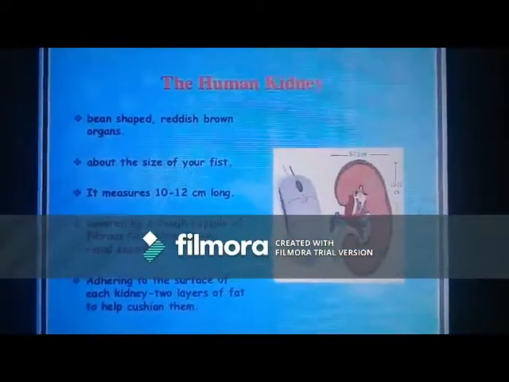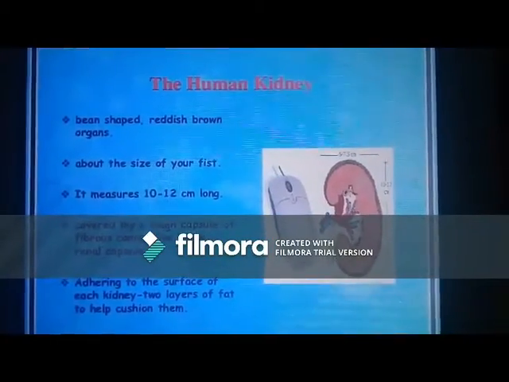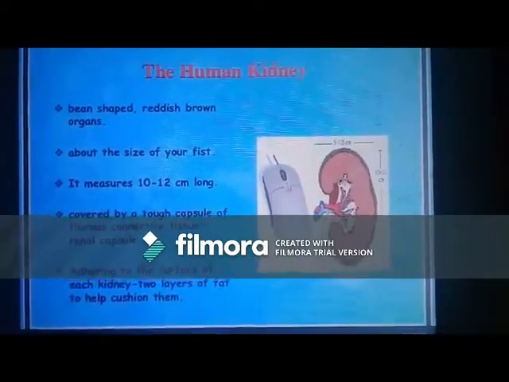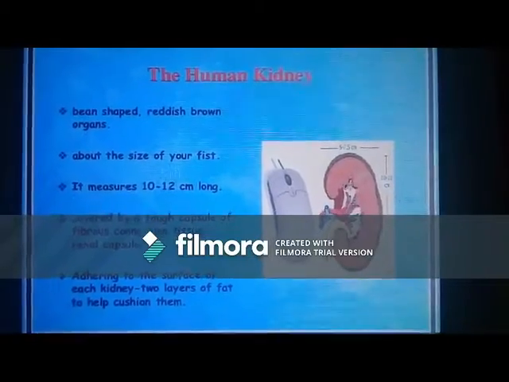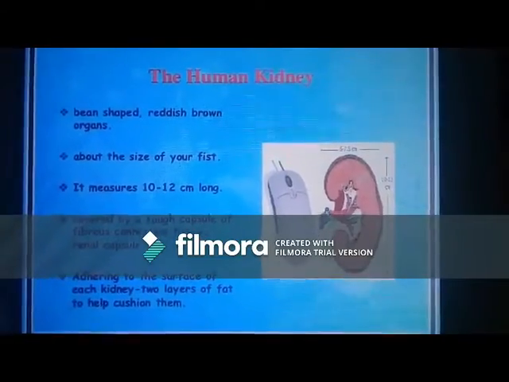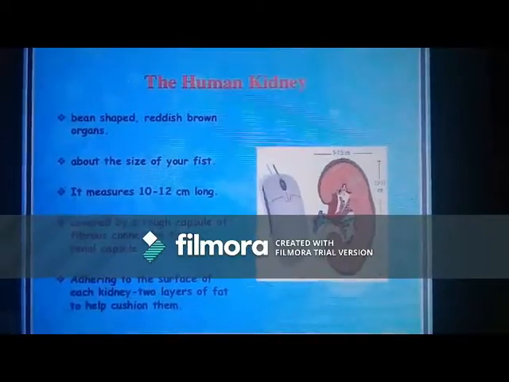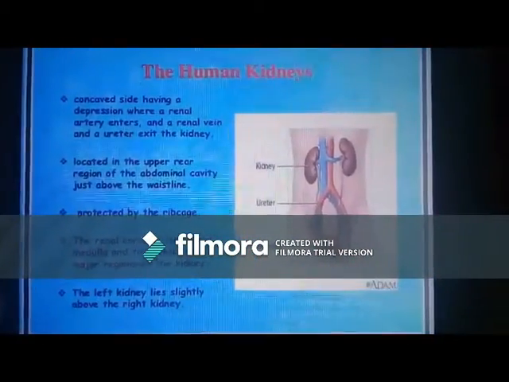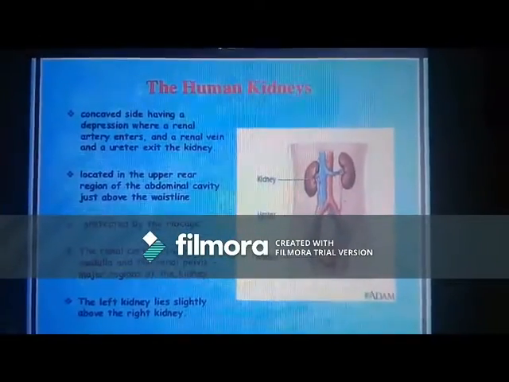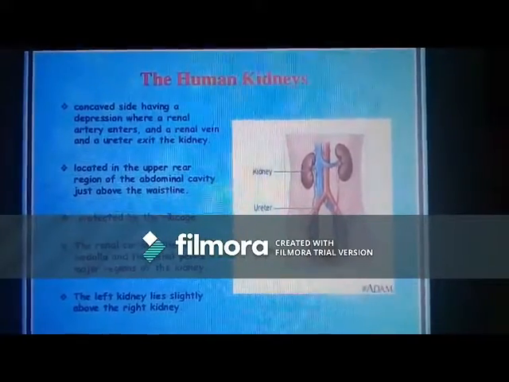The human kidney: bean-shaped, reddish-brown organs about the size of your fist. It measures 10 to 12 centimeters long and is covered by a tough capsule of fibrous connective tissue, the renal capsule. Adhering to the surface of each kidney are two layers of fat to help cushion them. The concave side has a depression where a renal artery enters and a renal vein and a ureter exit the kidney.